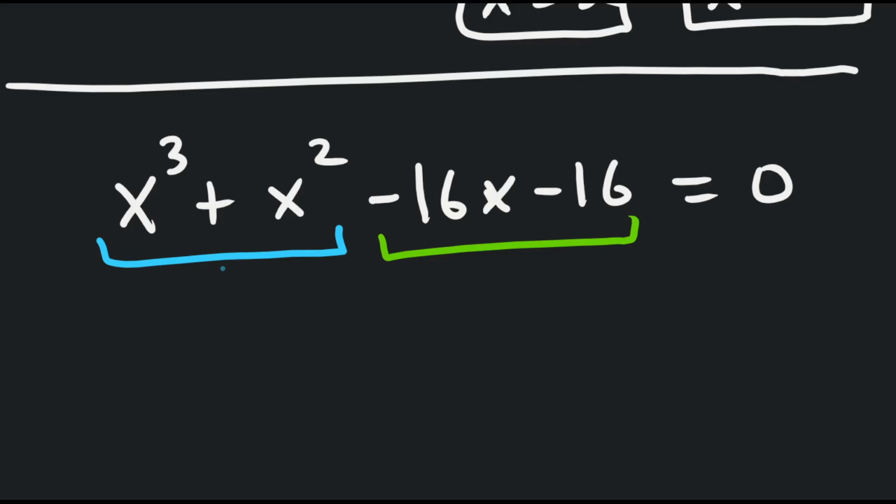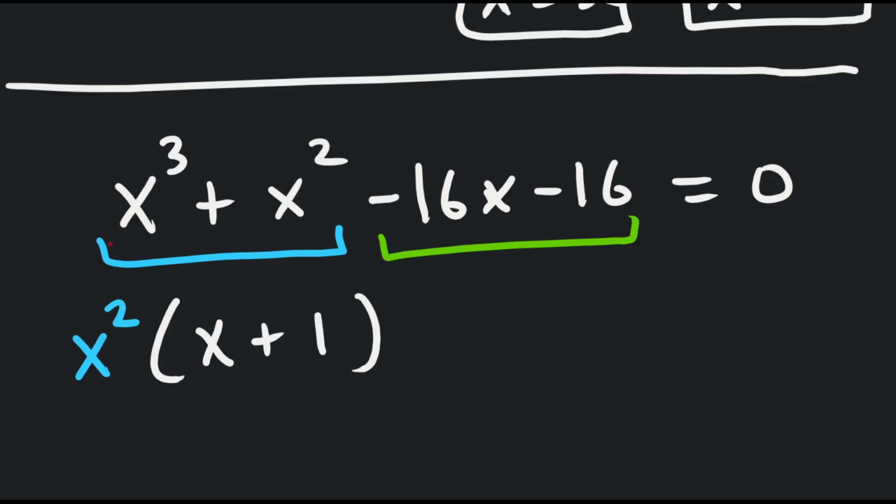What is the GCF, the greatest common factor between these? So the greatest common factor is x squared, because x squared goes into x to the 3rd x times, and then x squared goes into x squared once. So we can go ahead and set up our parentheses, and then divide each term. So what's x to the 3rd over x squared? That is just x. And what's x squared over x squared? That's just 1, positive 1.